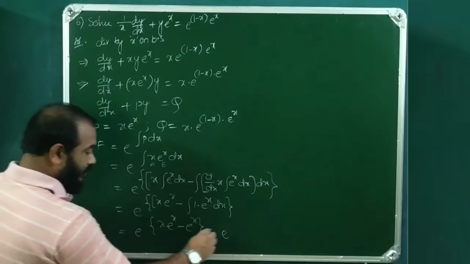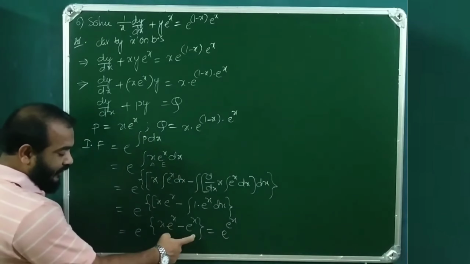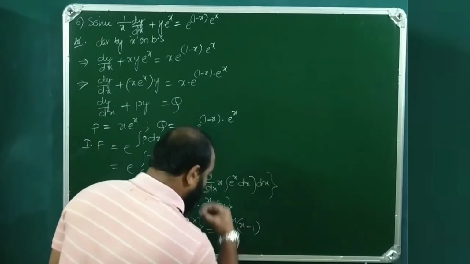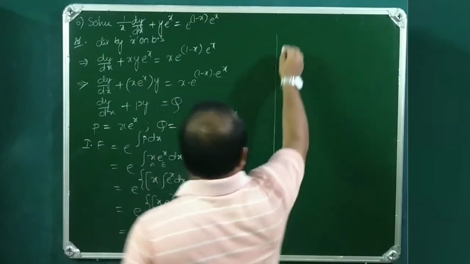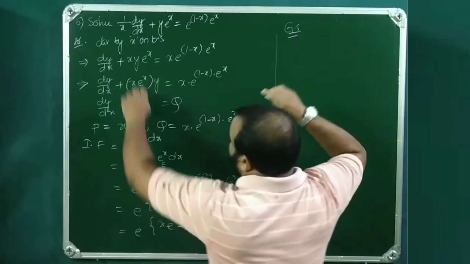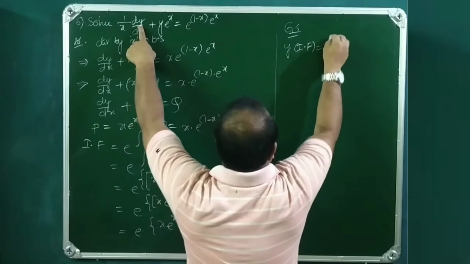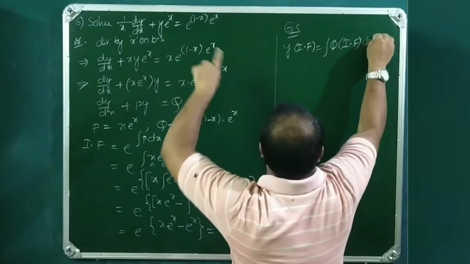So in both of them, let us take e power x as common. Then we will be left with x minus 1. This is our integral factor. Now the general solution is y into integral factor is equal to integral q into integral factor into dx.